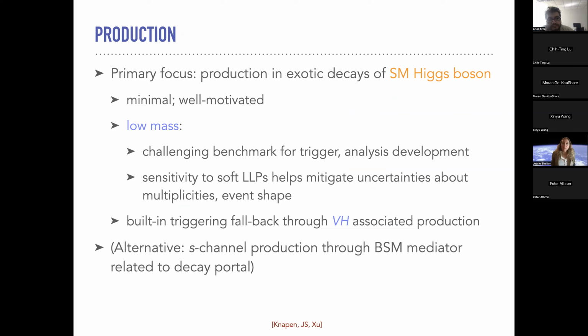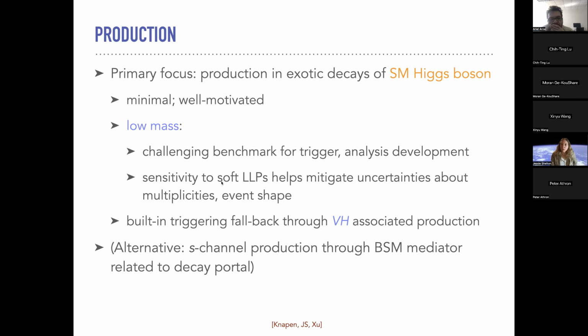It's well motivated in the sense that the standard model Higgs is one of the most sensitive places in the standard model if you are looking for operators that can easily connect to total standard model singlet physics. The standard model Higgs is also a low mass mediator. 125 GeV is not particularly heavy by the standards of LHC events, which means that, again, we're living in this very challenging kinematic environment where the kinematics of the signal events alone are not useful to separate signal from background. So that means this is a challenging benchmark for trigger and analysis development on the experimental side.